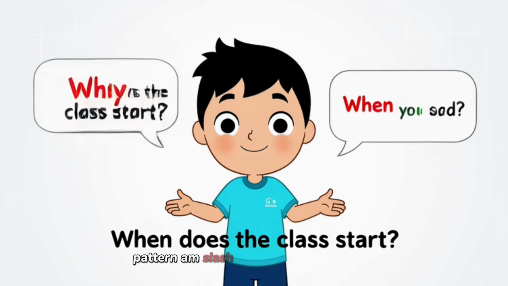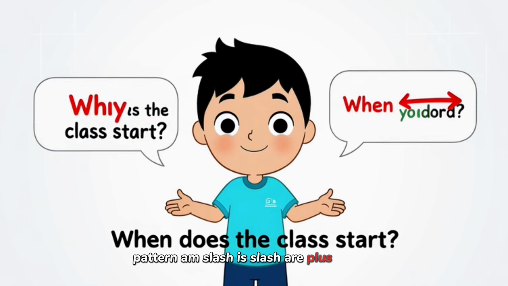WH questions. What? Where? Why? When? How? Where do you live? Why are you sad? When does the class start? Pattern: WH word plus do, does, am, is, or are plus subject plus main part. Don't try to remember 50 patterns. Practice these 3 until they feel normal.